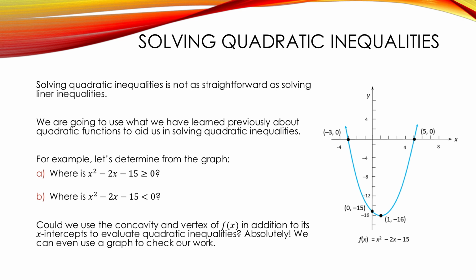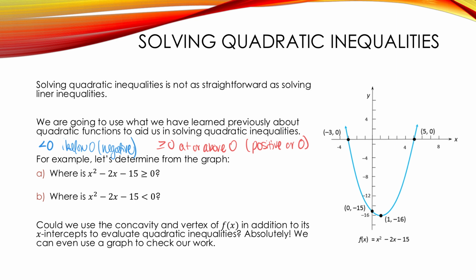So I said, for example, let's determine from the graph, which I gave you on the right, where is x squared minus 2x minus 15 greater than or equal to 0? Remember that greater than or equal to 0 means at or above 0, aka positive or 0. Which remember then means that if I'm looking at less than 0, it means below 0, or negative. So let's see what we've got.